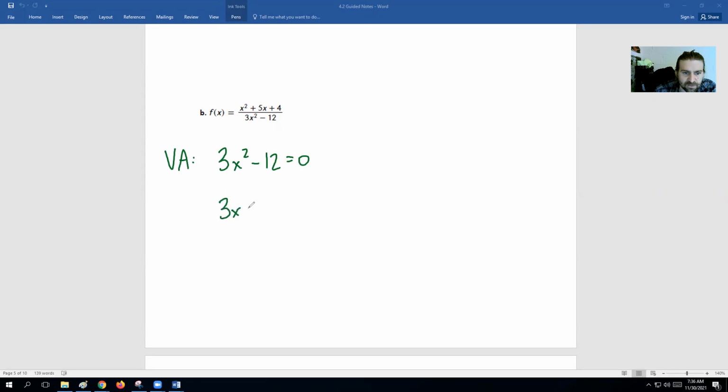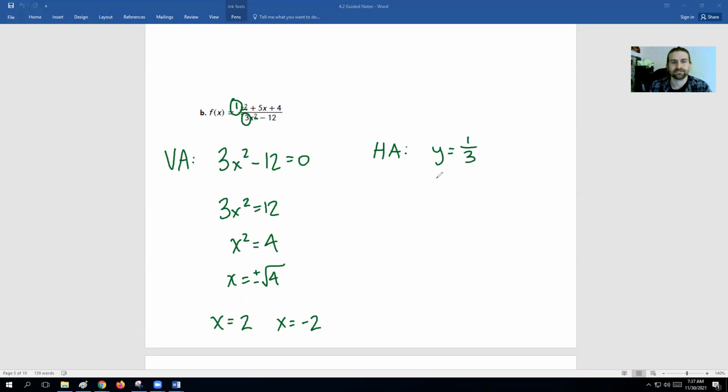We could, but we can always just do normal things to solve it. We could just add the 12 over, and then we can divide by 3. And then we could take the square root. Now, when we take the square root, we have to remember to do a plus or minus. So we actually get a positive 2 and a negative 2 would be our vertical asymptotes. Our horizontal asymptotes is where we look at the degrees. Okay, they're the same. So we're going to look at our leading coefficients, 1 over 3. And that is simply 1/3.